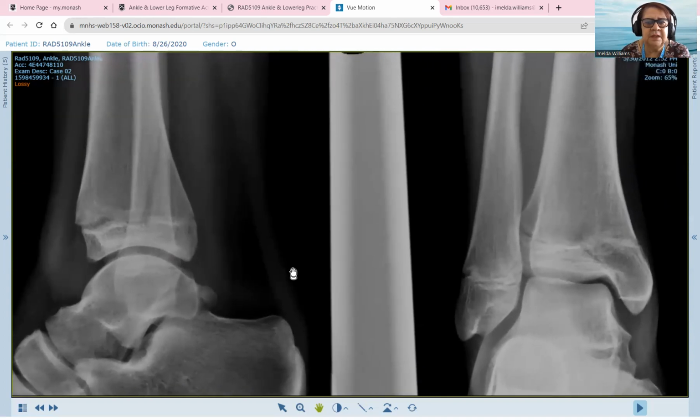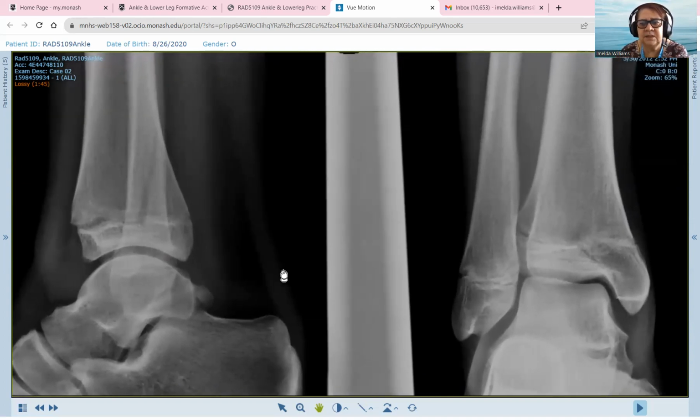So the main finding for this case is that it's a Salter-Harris type 4 injury with no other significant displacements.